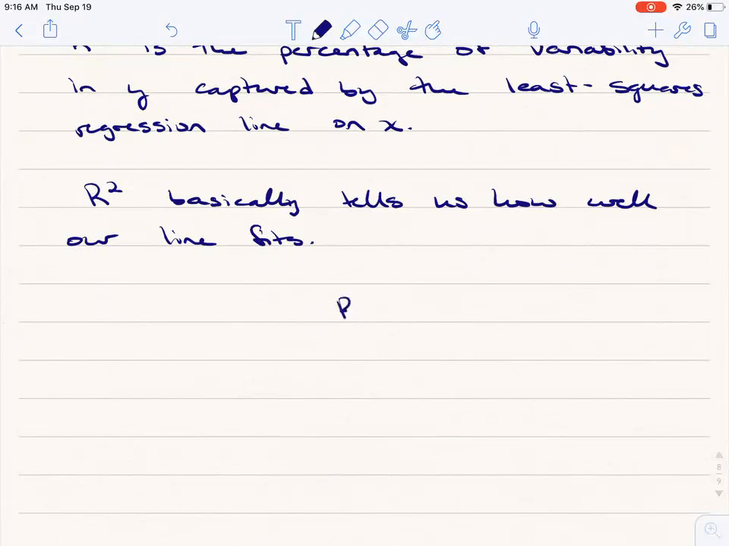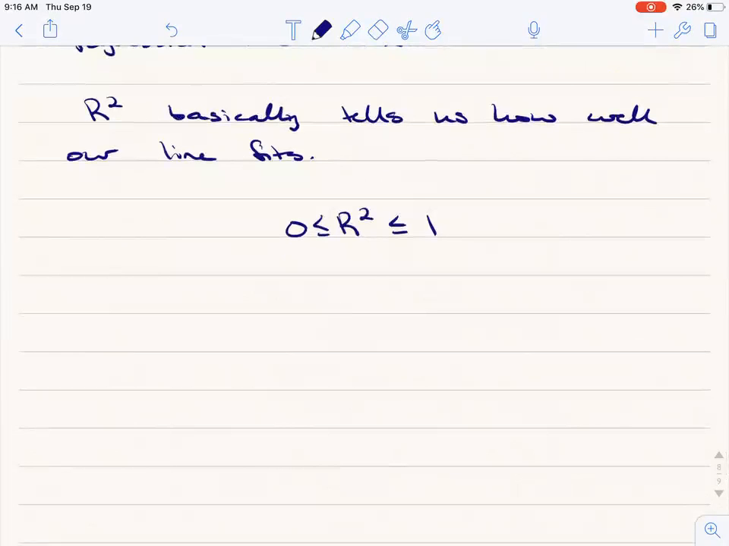So I'm going to write R squared can take on values between 0 and 1. An R squared of 0 means that there is no relationship. So completely random scatter, and you could move your line around any which way and it wouldn't actually matter because your predictions are going to be bunk anyways.